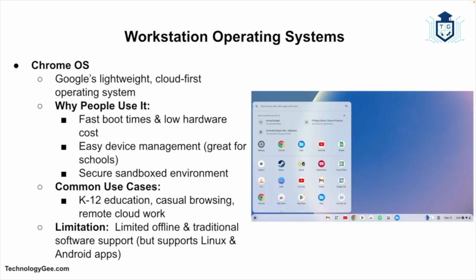Next, we have Chrome OS. Now, Chrome OS, this is the new kid on the block. It is a lightweight cloud-first operating system developed by Google and built for speed and simplicity. So why do people use it? Well, it offers fast boot times, it's easy to manage, it has a secure sandbox environment, and it's on cheap devices like Chromebooks. And you can find this being used in K-12 education, for casual web browsing and email, or remote work with cloud applications, so think of Google Workspace. And when it comes to limitations, it has limited offline capabilities and software, though Linux and Android applications are now supported on this operating system as well.